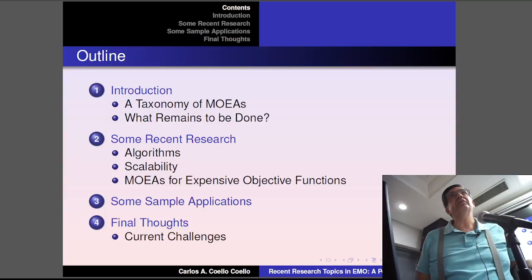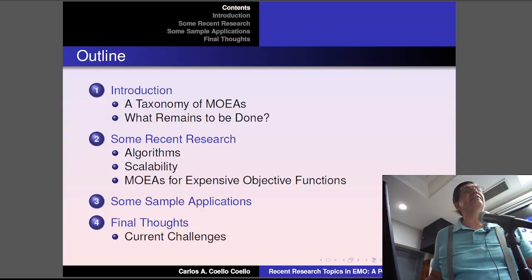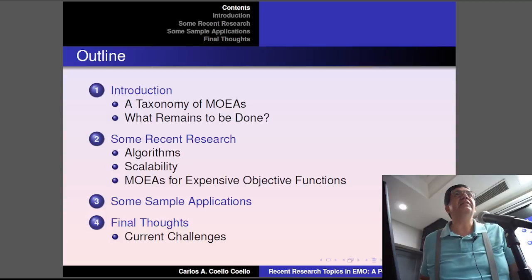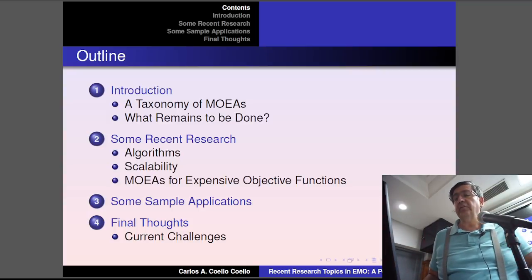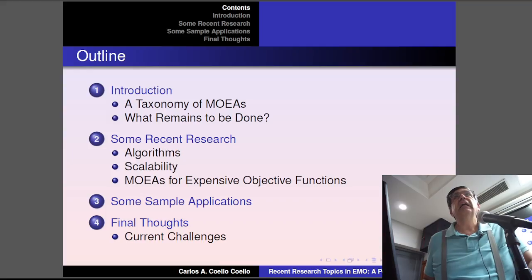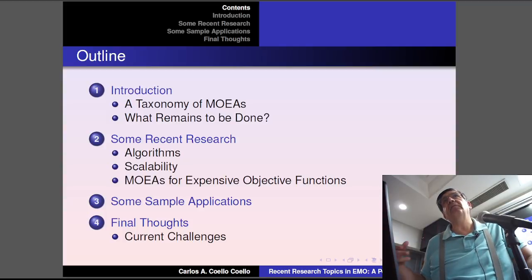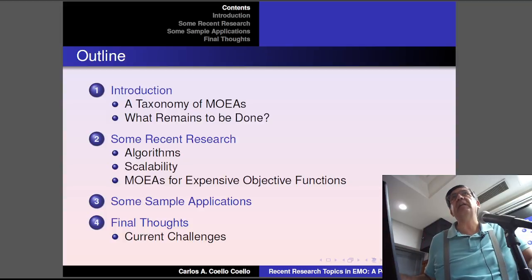And then I will focus on only a few topics because there are many research areas in this field that remain open, in the sense that there are many, many things left to be done. So I will focus only on algorithms, because this is an area in which I have been working mainly in the last 26 years or so. Scalability, which is a very hot topic right now in evolutionary multi-objective optimization, and also the development of algorithms for expensive objective functions, which is very relevant for real-world applications. There are many applications in which the main concern is the cost. The computational cost of evaluating the objectives is very high.